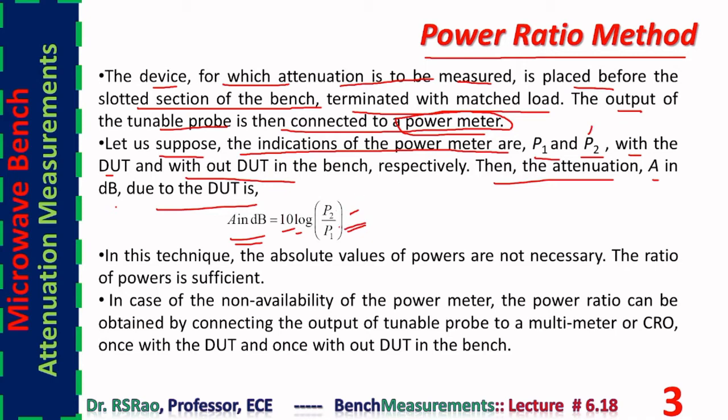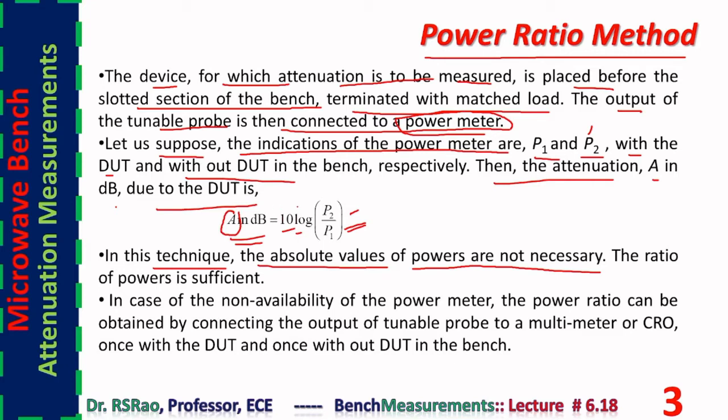Naturally, P2 is more than P1 because the presence of the DUT inflicts attenuation over the signal. So power reduction happens when the DUT is there in the circuit. In this technique, the absolute values of powers are not necessary. What we want is attenuation.